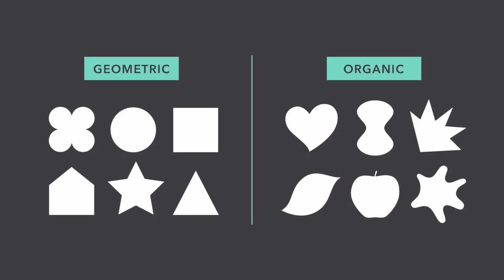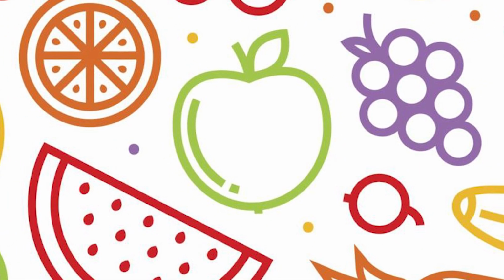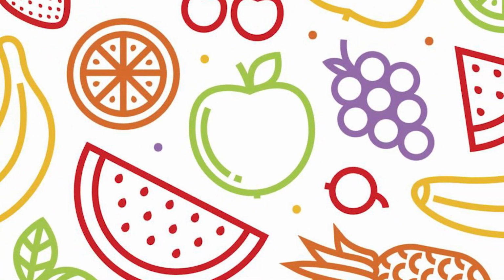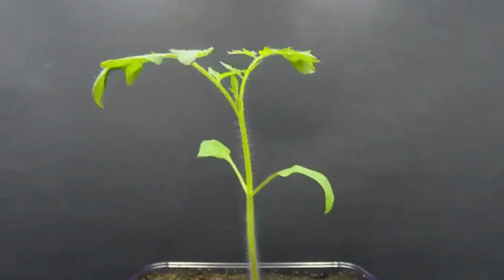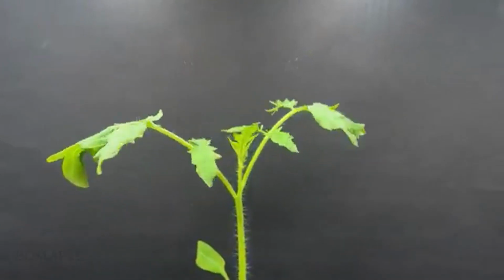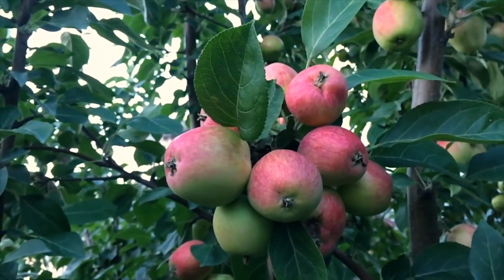Before we begin our artwork, we must learn the differences between geometric and organic shapes. Geometric shapes are ones we are most familiar with, such as circles, squares, and rectangles, while organic shapes have curved lines and are often found in nature and tend to grow in some way, such as fruits, plants, animals, or even people.